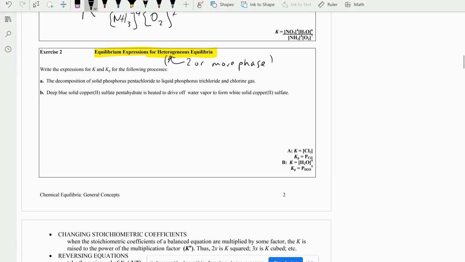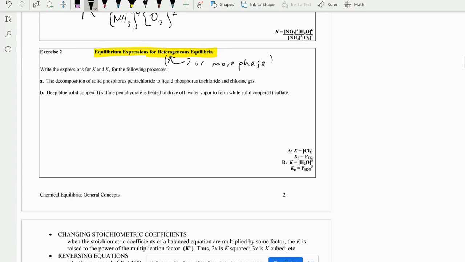So if you didn't know that, or if it was a quick review, we need to pay attention to things like that when we're writing our equilibrium expressions. All righty, let's go ahead and do A. The decomposition of solid phosphorus pentachloride to liquid phosphorus trichloride and chlorine gas.